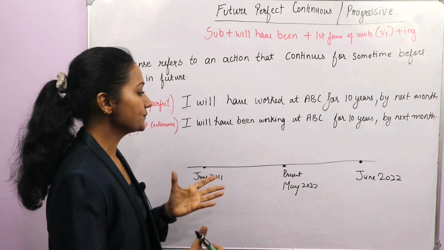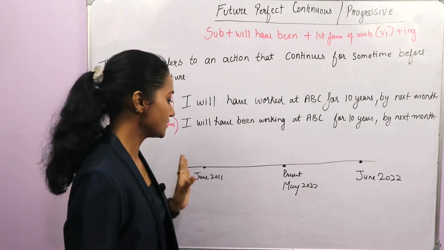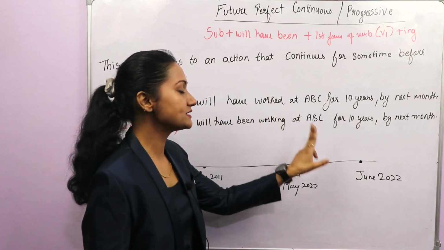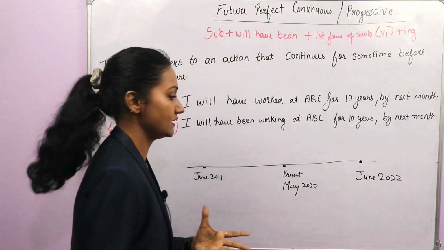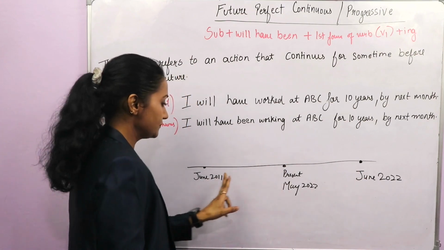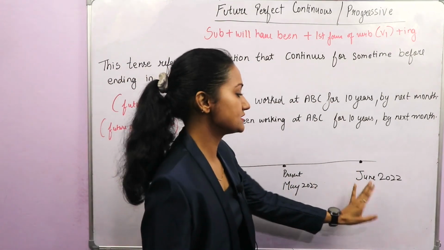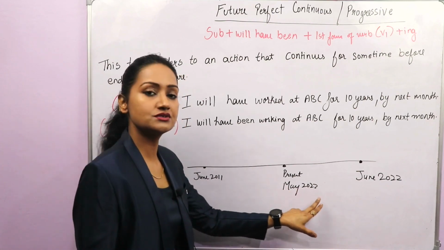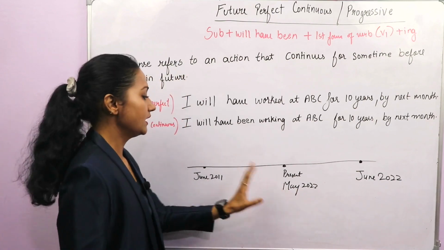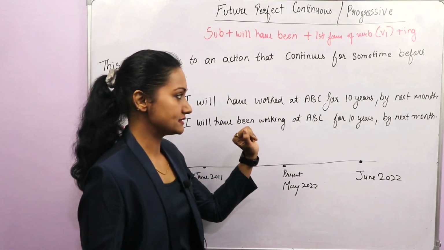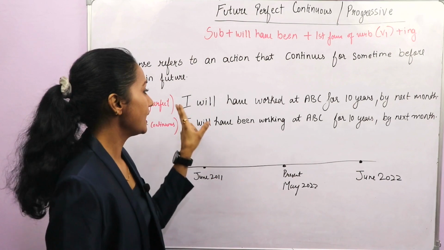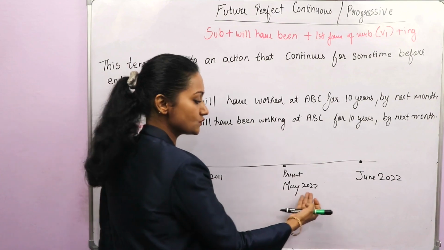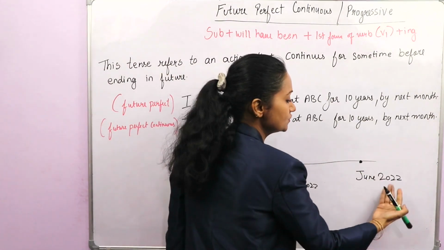All right, now let's understand both the sentences on a timeline. First one, I will have worked at ABC for 10 years by next month. So what does it mean? So this is present. Before present is past and after present is future. Now just imagine that right now it is May 2022. Present. According to this sentence, I will have worked at ABC for 10 years by next month. So right now it's May 2022, next month is June 2022.